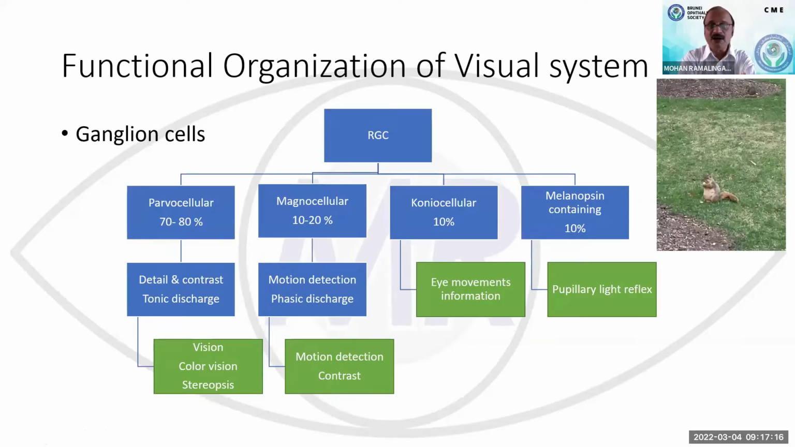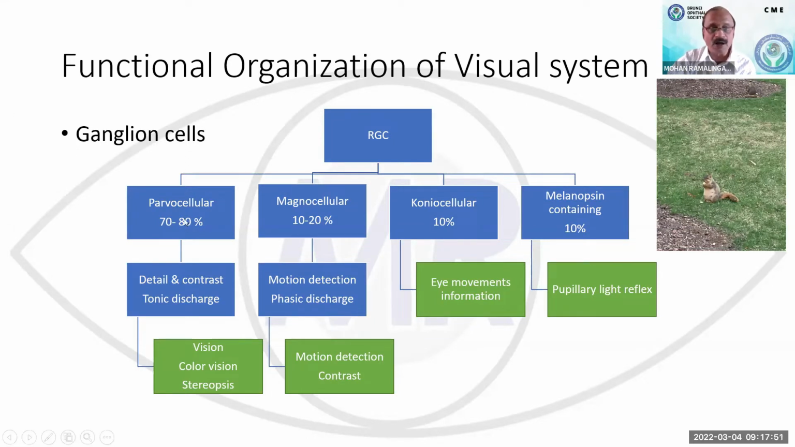Now, the inner plexiform layer is a connection between the first order neuron and the ganglion cells of the retina. The ganglion cell of the retina is the hero of today's topic. There are about 22 types of retinal ganglion cells. They are classified into parvocellular, magnocellular, coniocellular, and melanopsin containing ganglion cells. Now, these retinal ganglion cells are going to detect the what and where pathway.